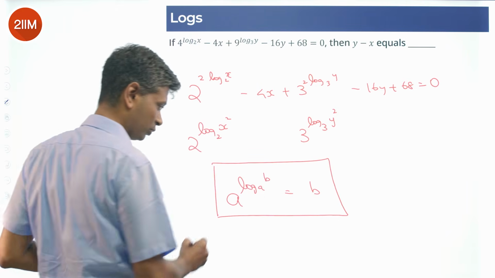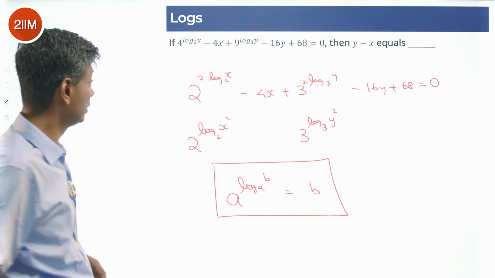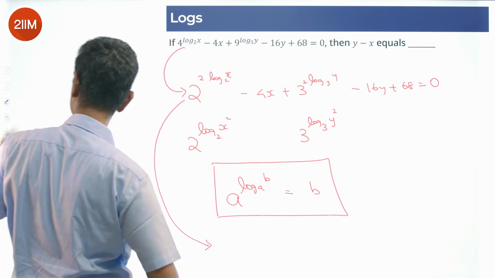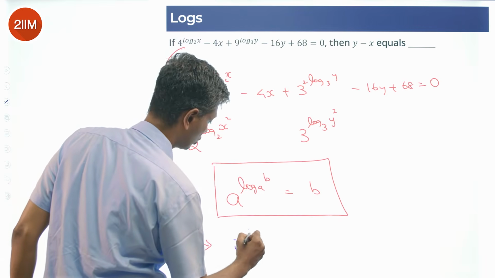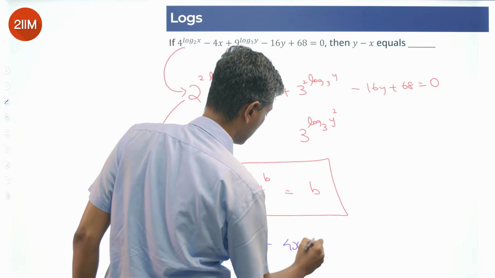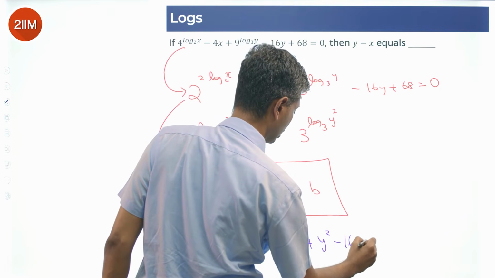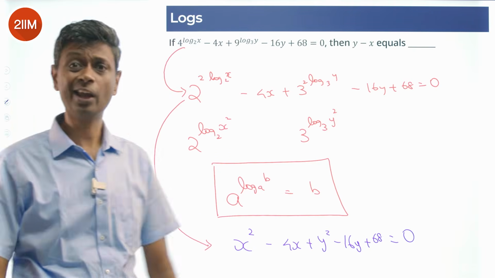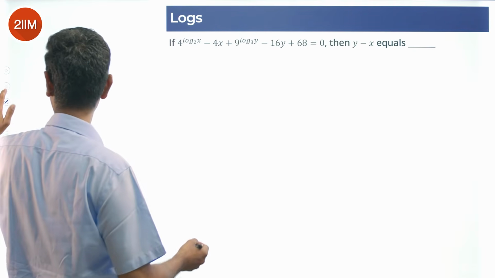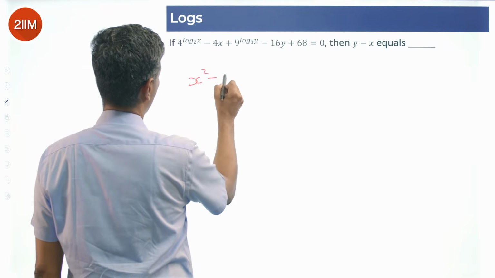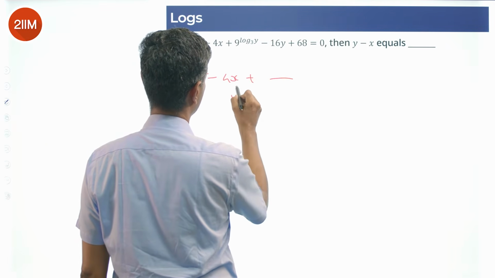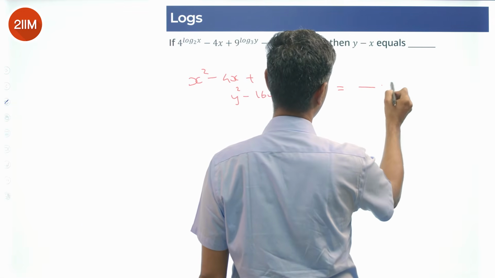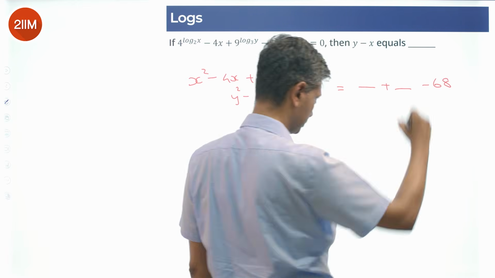Hang on to that. Super powerful, very useful. You need to keep that in our head. This expression, which has become this, will now become x square minus 4x plus y square minus 16y plus 68 equal to 0. The moment I see this delightful equation, I'm thinking, hey, completion of squares, here I come. So we say, x square minus 4x plus something plus y square minus 16y plus something equals this something plus something minus 68.